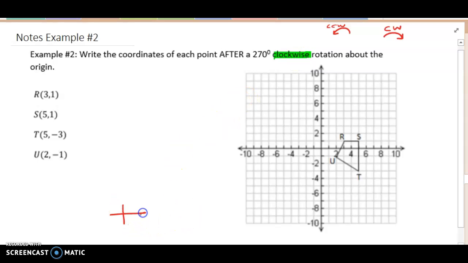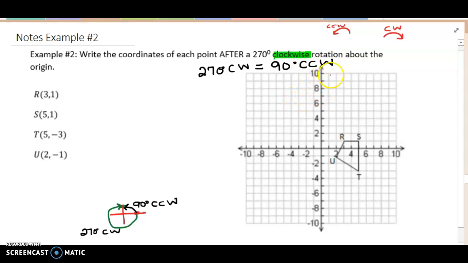So if I have a coordinate grid, and I have a point right here, 270 degrees clockwise, here's 90, 180, 270 degrees clockwise would put that point right here. I want you to think for a minute. Wouldn't that also be 90 degrees counterclockwise? So I could say 270 degrees clockwise is the same thing as 90 degrees counterclockwise.